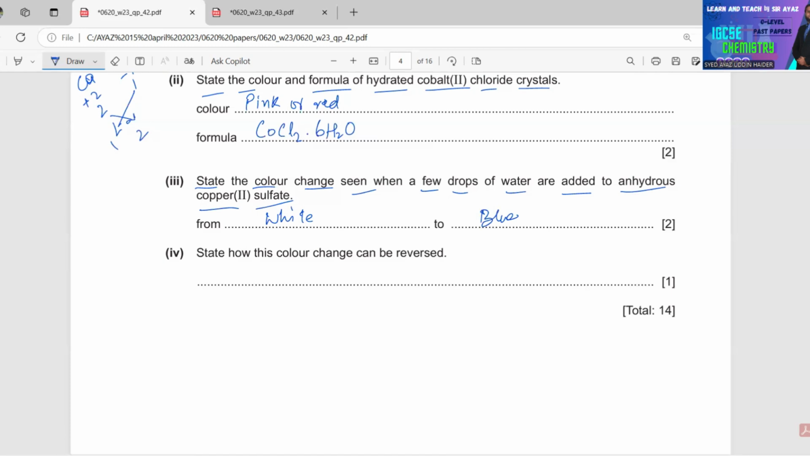4. State how this color change can be reversed. You simply have to heat the hydrated copper(II) sulfate.